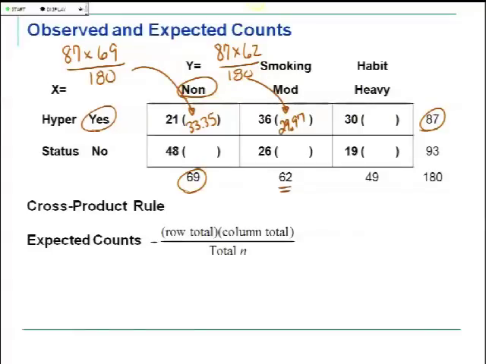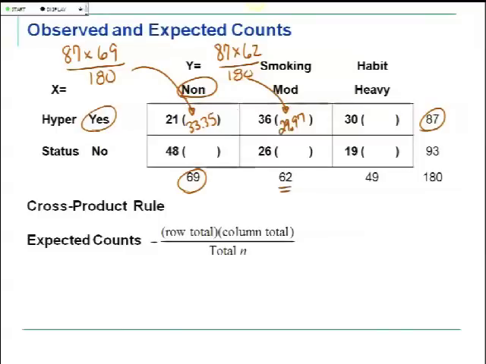Now, those are the only two expected counts that you have to find the long way, because all the rest can be found by subtraction. That's why your degrees of freedom are two. Number of rows minus one times the number of columns minus one. You have to find two things, and once they're found, the rest are fixed. These two, though, are based on the formula. So we can find the rest by subtraction.